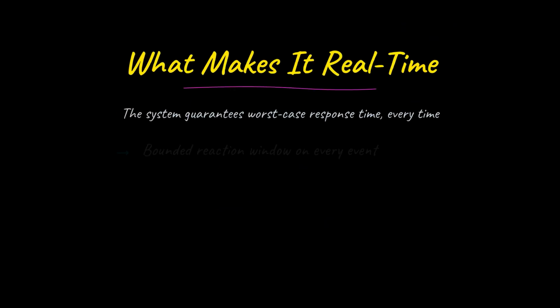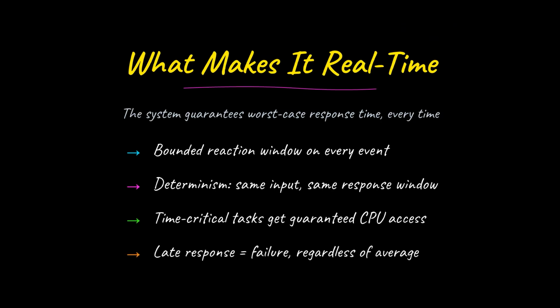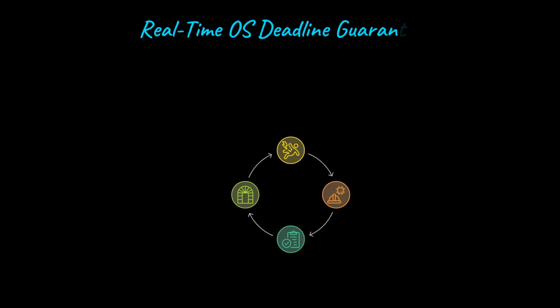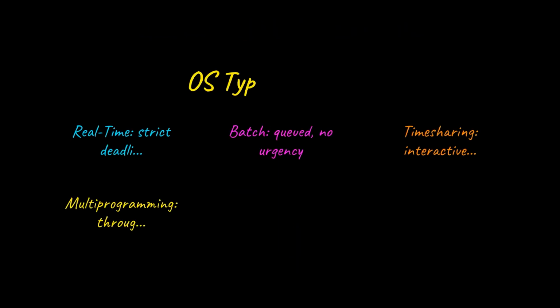3 principles define a real-time OS. Every operation is tightly bounded. The scheduler prioritizes deadlines over throughput, and the design eliminates unpredictable pauses, so determinism is guaranteed regardless of system load. When a sensor event arrives, the real-time scheduler immediately dispatches the critical task, ensuring it completes inside the guaranteed window, every single time, not just on average.